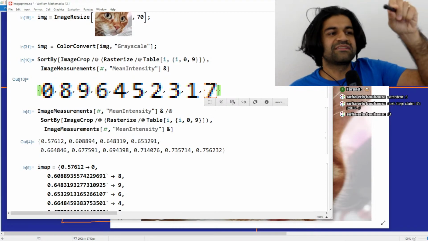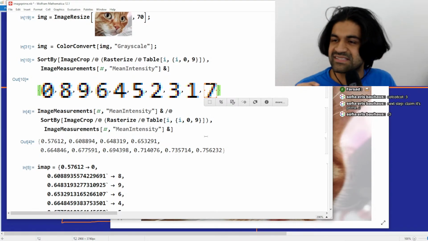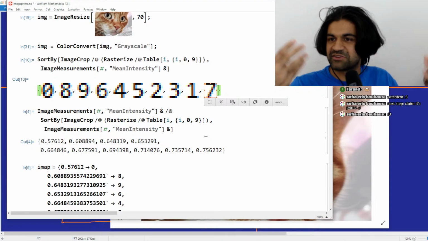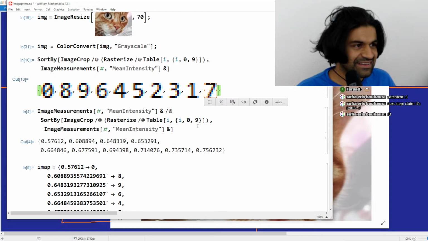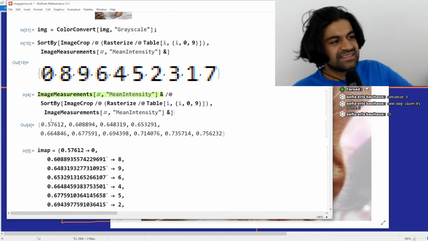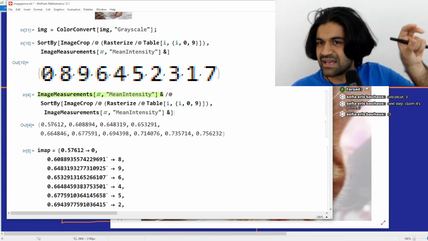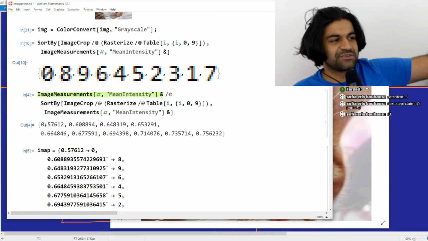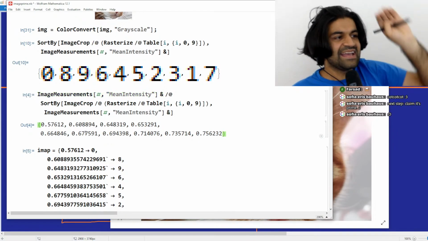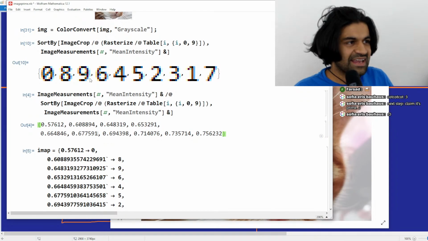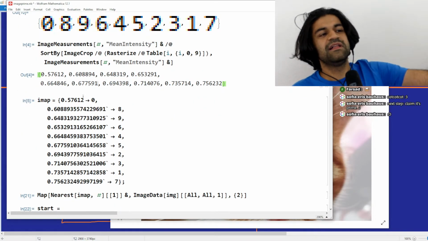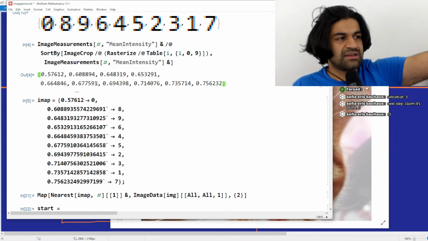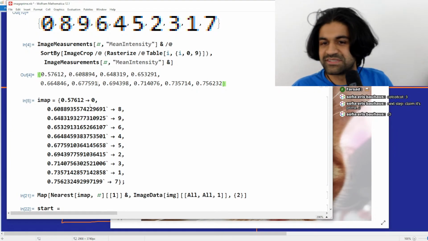So I just sorted the numbers by their quote image intensity, which is a parameter that just measures how many bright pixels there are. Really not that complicated. And so these are all of their brightnesses printed out. So 0 has a brightness of like 0.57, 8 has a brightness of 0.6088, 9 has a brightness of this. And so I just made a nice little table that maps each brightness to the associated number.